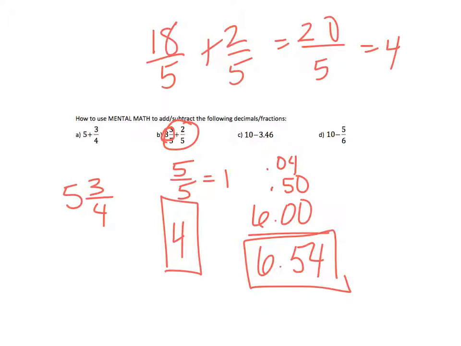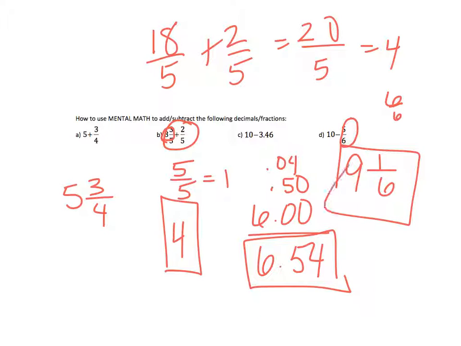And then in 10, if you have 10 minus 5/6, think about how many sixths more you would take to get to a whole. So if you recognize a whole is 6 over 6, if I have 5/6, I would need 1 more sixth to get to a whole. And then just think about 10 minus 1, which is 9. And you have 9 1/6.